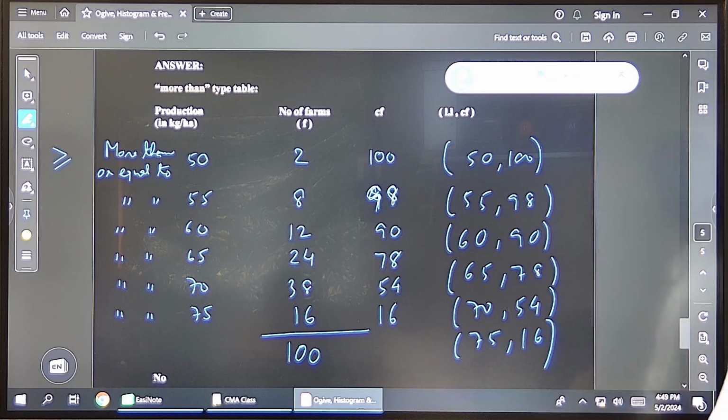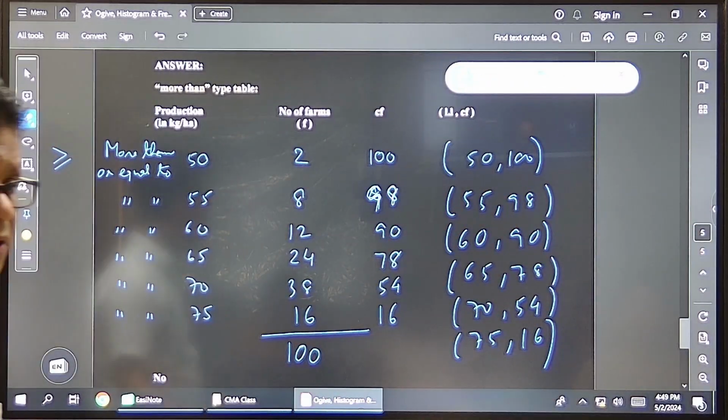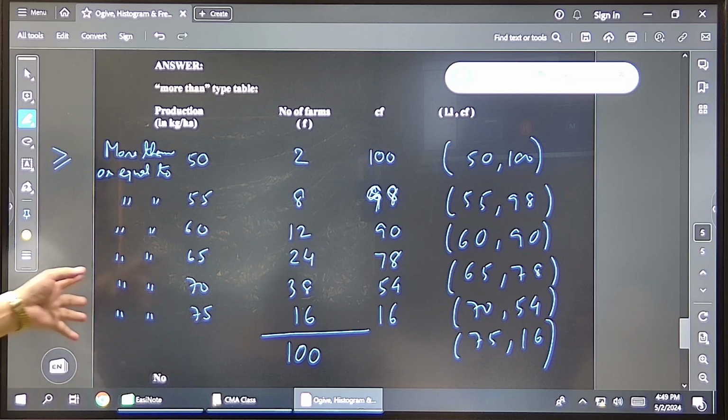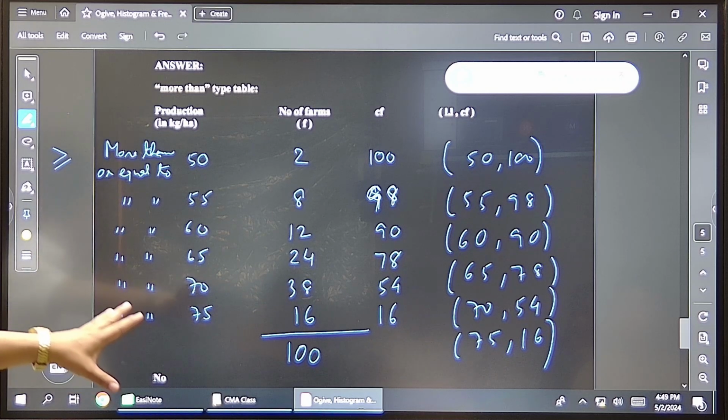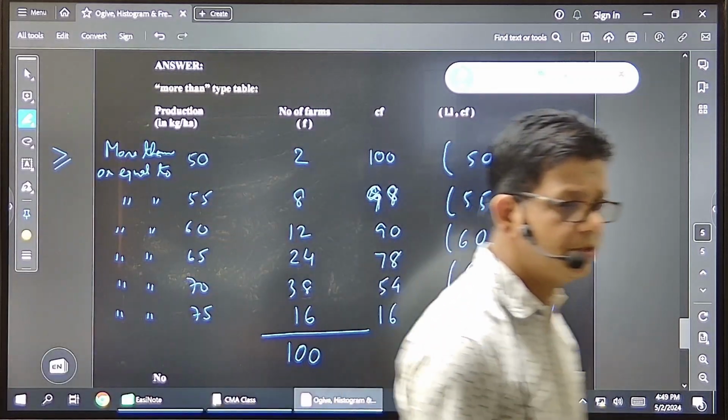So this is the ordered pair. Done. Table is this. Now the problem is we do not know where the question comes from. Either it might come from the table or it might come from the graph. So you should understand the basic things. Once you know the basic things, questions can be easily done. Is it all right up to this?